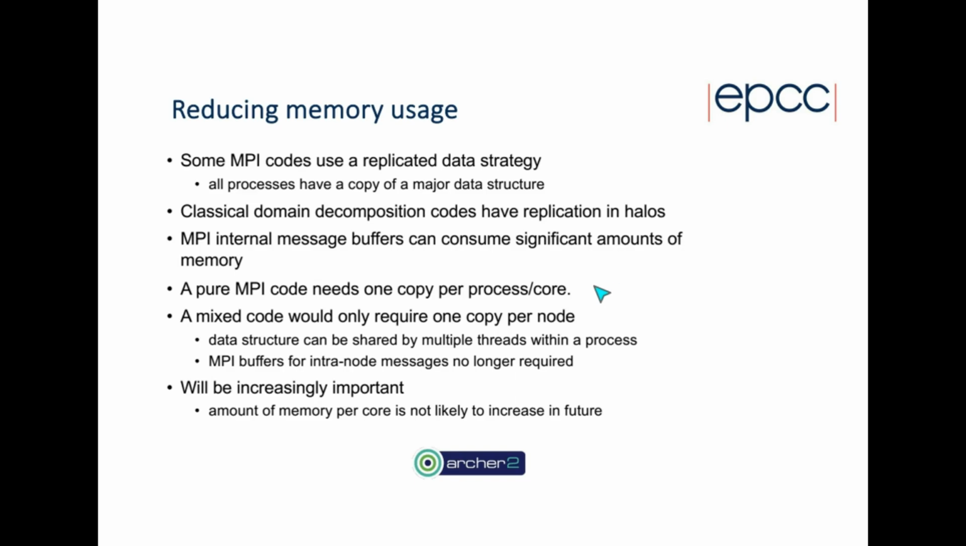So if we have replicated data, then with a pure MPI code we need a copy of that thing for every process, and therefore typically for every core. Whereas, because threads naturally share memory, a mixed MPI and OpenMP code could potentially, at the other extreme, only require one copy per node, and the data structure can be shared by multiple threads within a process.